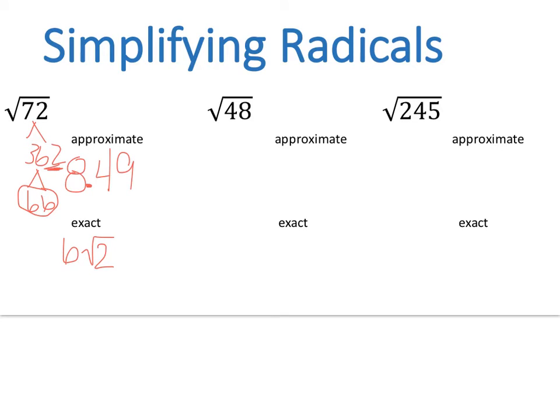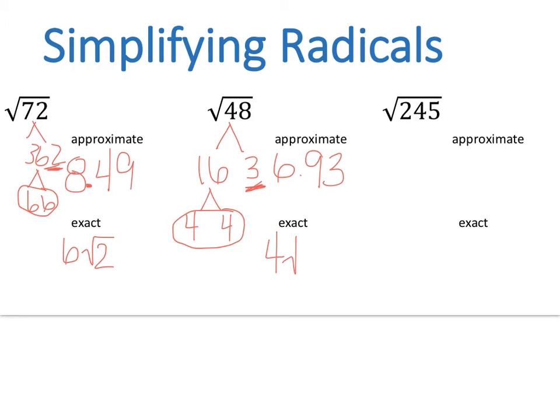For the square root of 48, again, to get the approximate answer, pick up the calculator, type in the square root of 48, and when I round it to 2 decimal places, I have 6.93. For the exact answer, I'm going to divide 48 until I find a perfect square that divides the number evenly. I find that 16 is my first perfect square that divides 48. 16 times 3 is 48. The square root of 16 is 4. So my 4 partners go outside, and the loner of 3 has to stay inside.